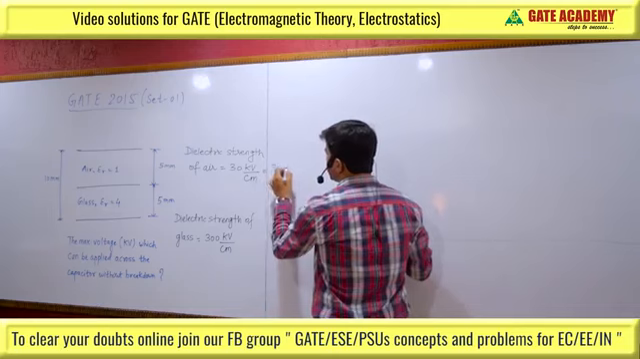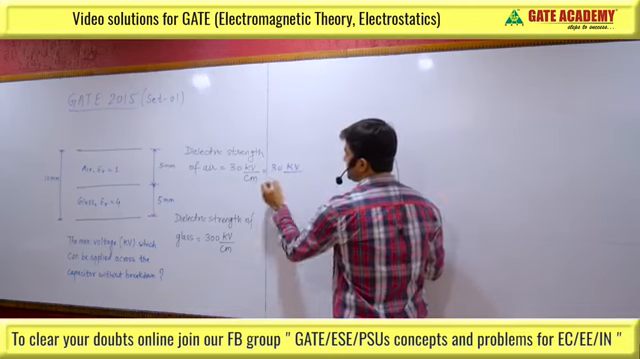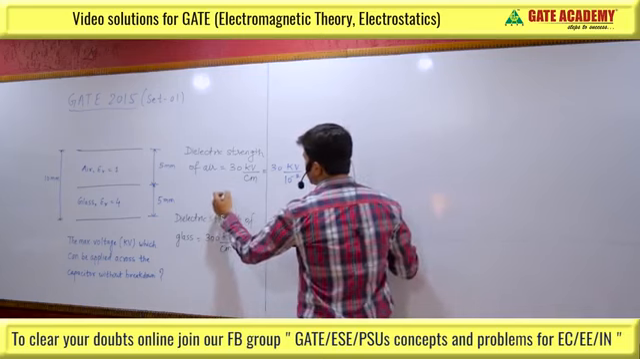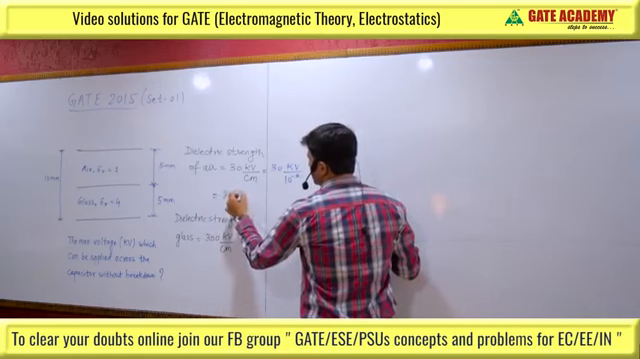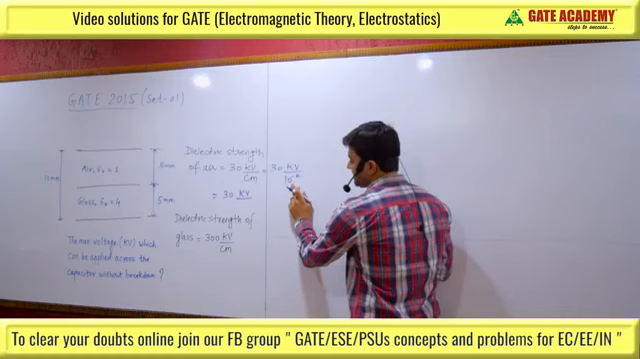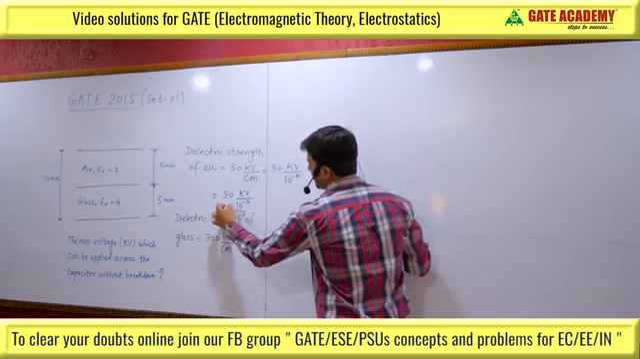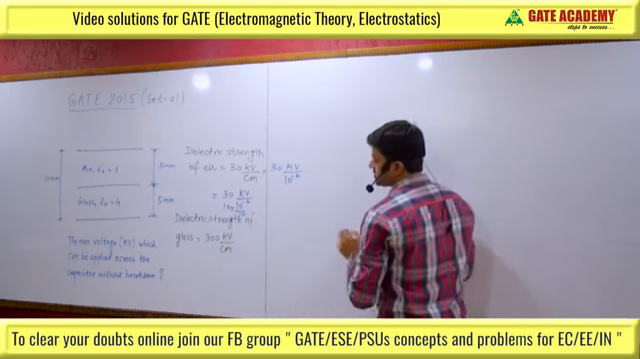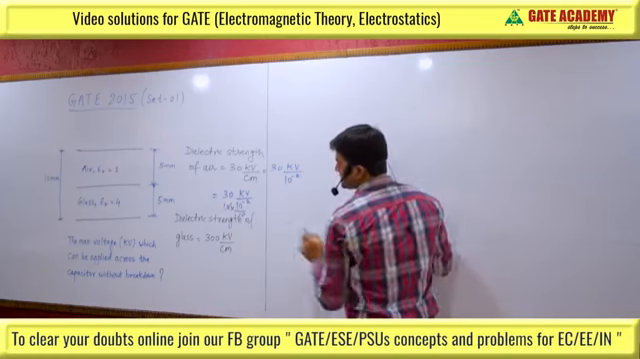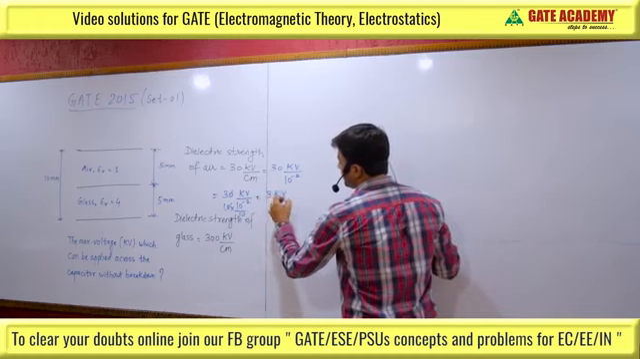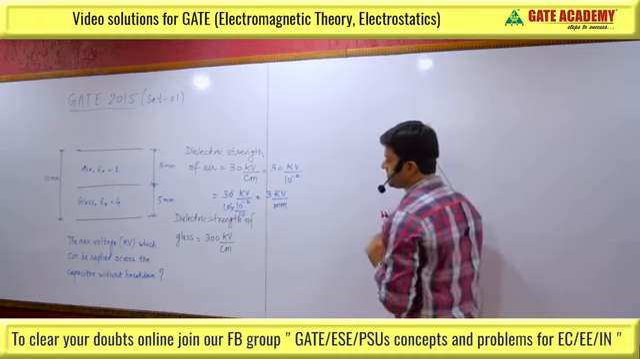So this is 30 kilovolt per centimeter, so this is 10 to the power minus 2, and this is equal to 10 kilovolt. Let's divide it by 10 and multiply by 10. So this will cancel, and 10 to the power minus 3, so this will become 3 kilovolt per mm.